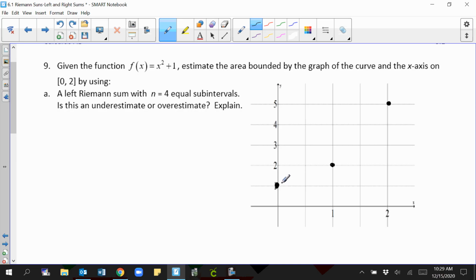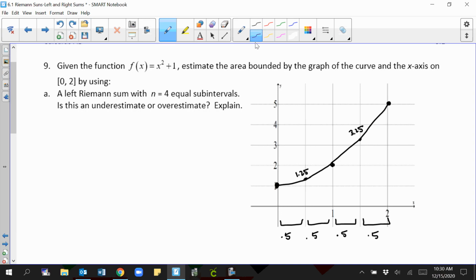So we do need 4 equal subintervals, which means I'm going to have to break it down even more. And I'm going to have to use a width of 0.5. So let's go ahead and find what 0.5 squared plus 1 is. So 0.5 squared is 0.25 plus 1 gives me a 1.25 right here. And then if I did 1.5 squared plus 1, that's going to give me 3.25. Should be right here. So we can connect those dots, and it gives us this half of a parabola right here.